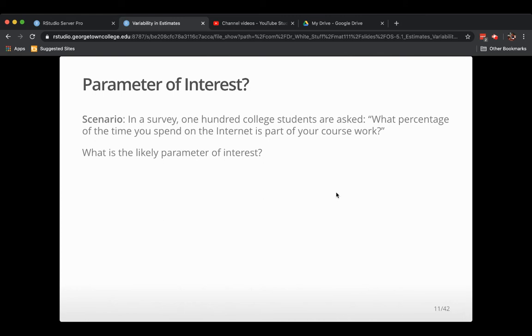Try again. In a survey, 100 college students are asked, what percentage of the time you spend on the internet is part of your coursework? Again, what's the likely parameter of interest? So I'm thinking to myself, well, somebody could say, I spend 25% of my time on the internet doing my college coursework. Another person says, well, I spend 70% of my internet time doing college coursework, and so on and so on. People are being asked for numbers. Those numbers are percentages, but they're numbers between 0 and 100.